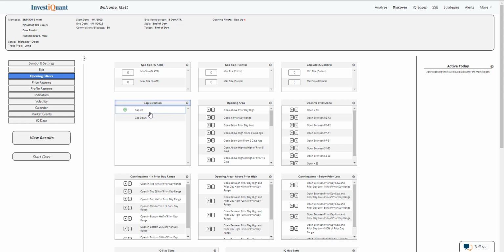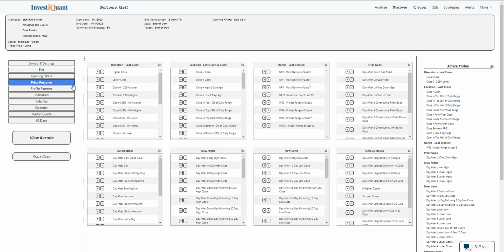I'm going to click on Gap Up, which means the opening print needs to be above the prior day closing price. And then in the price patterns library, I'm going to say that yesterday closed at a 10-day low, so I can do that by going to the active today and then going down to the new low section: day after a 10-day low close.